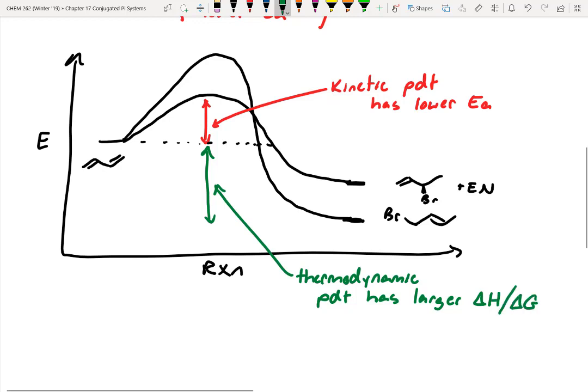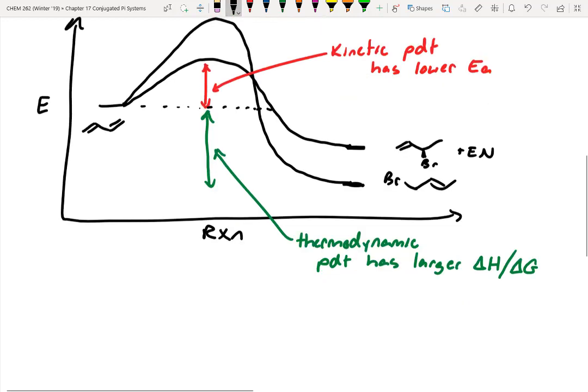It has a larger delta H or delta G, depending on what you're looking at for this given reaction. Delta S isn't really changing much for either of these, so oftentimes you'll see it written as delta H rather than delta G. Make sense? All right, so let's do an example and let's practice.